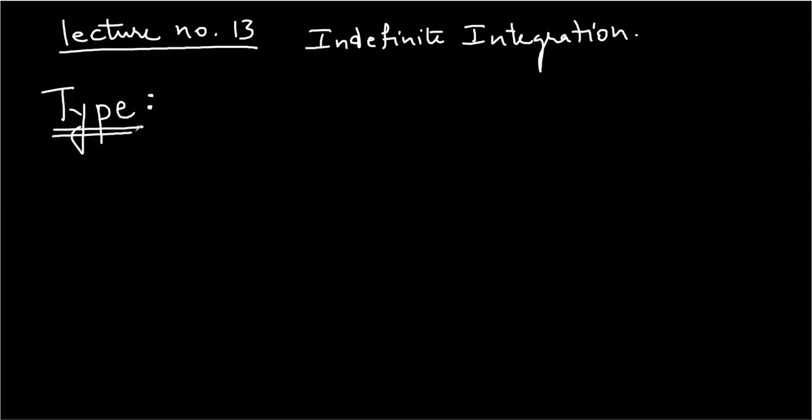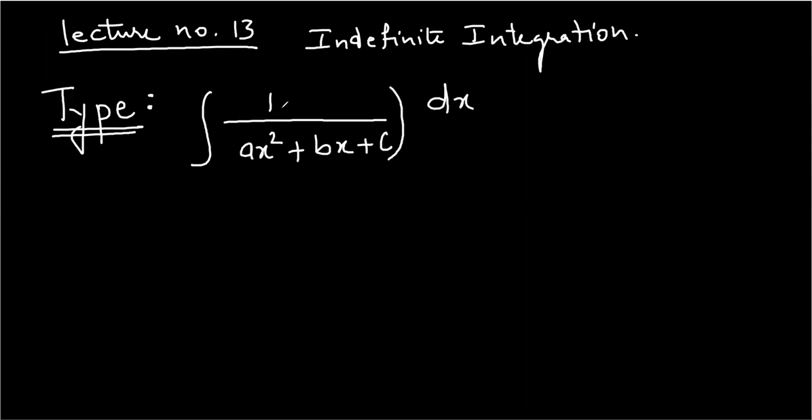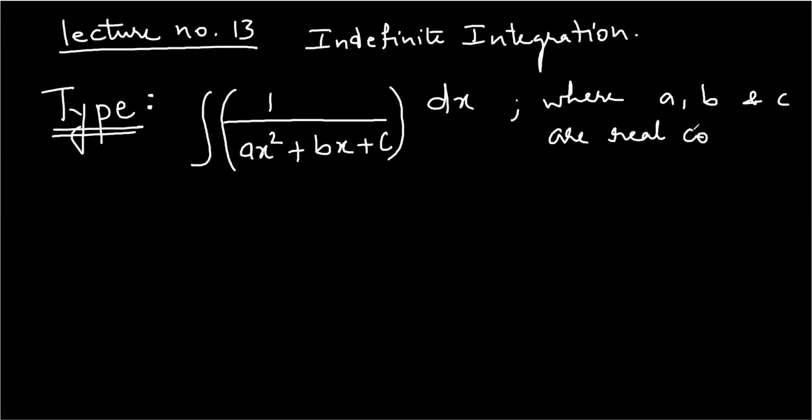The type is integral 1 upon ax square plus bx plus c dx, where a, b and c are real constants. They are real constants. If you remember, students, in lower standard you have solved the quadratic equations.